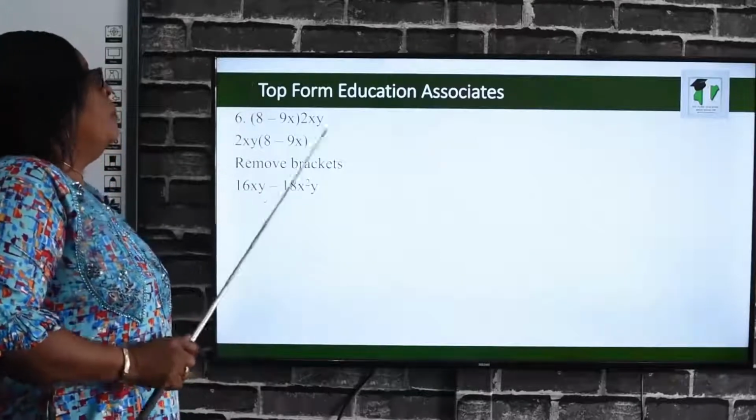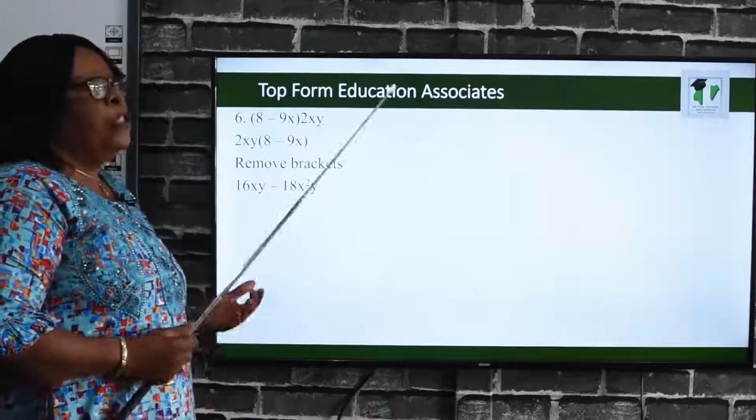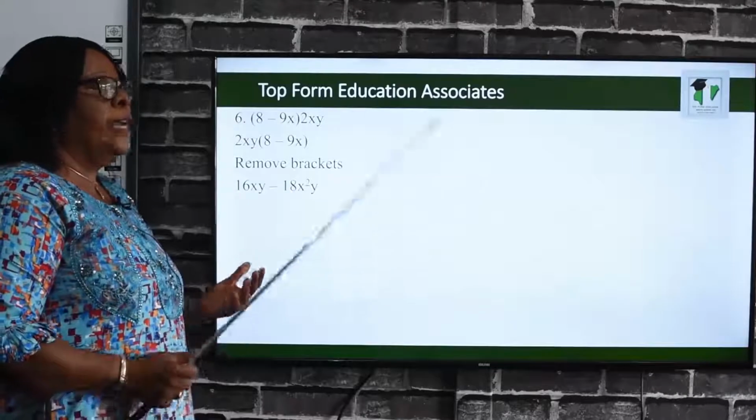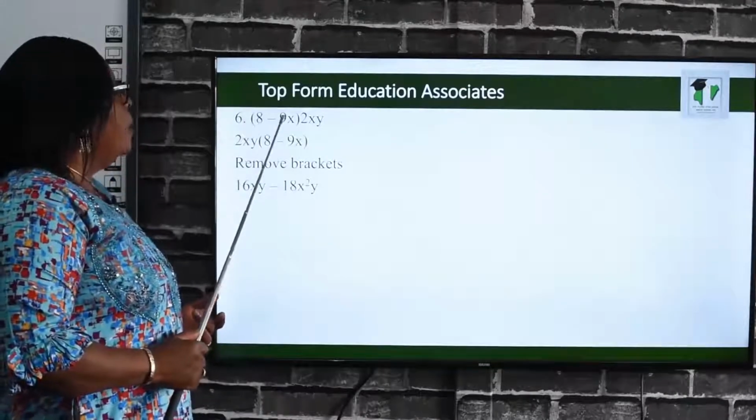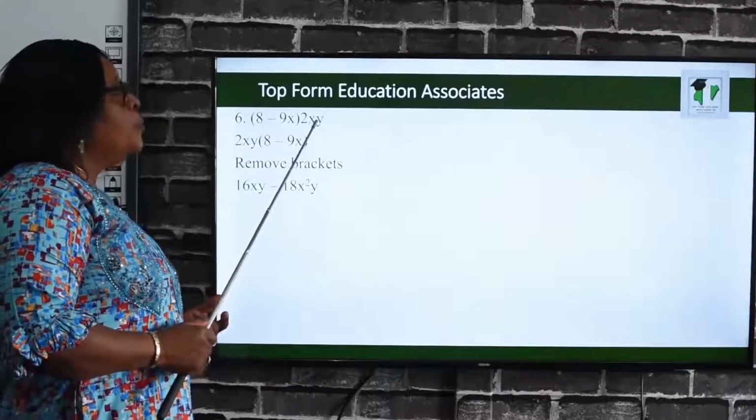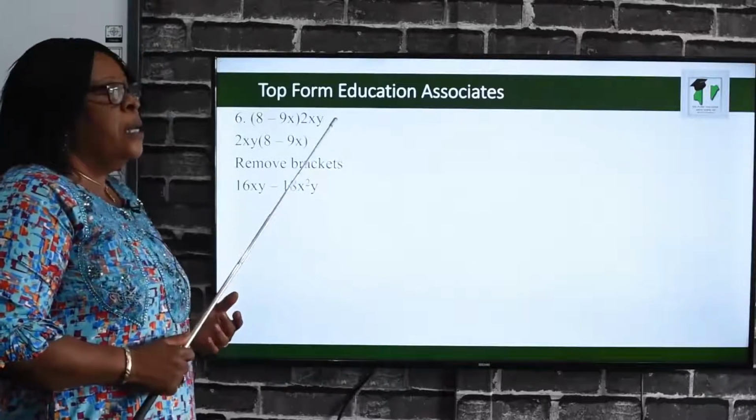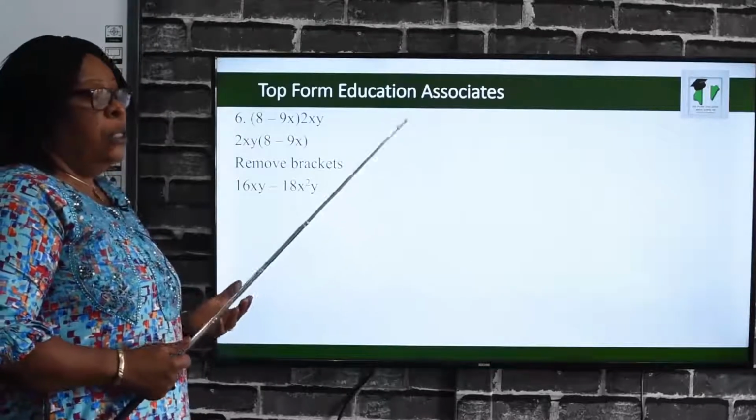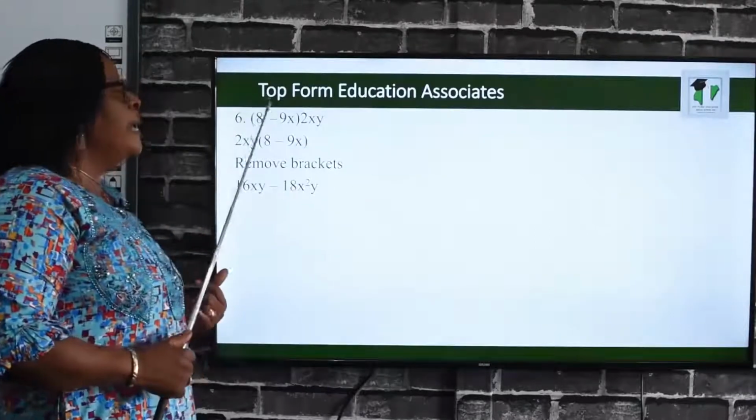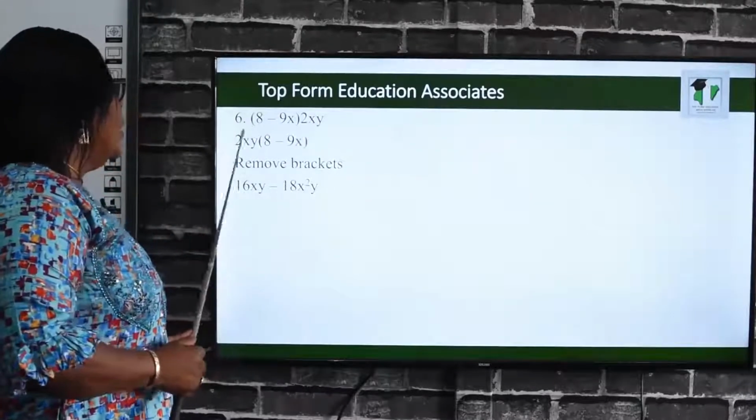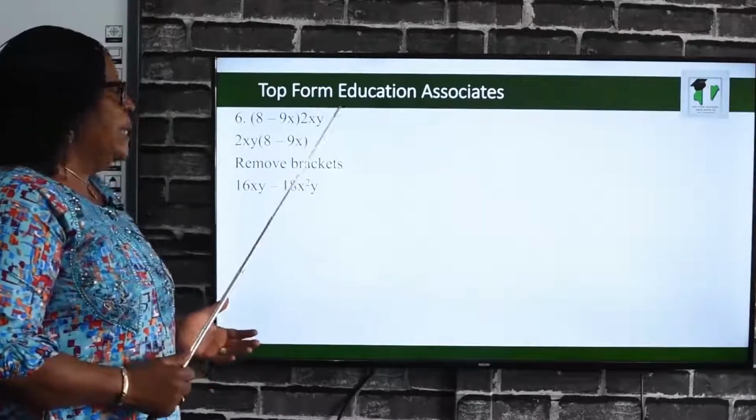Example 6. Now I want you to note in this example 6 that a multiplier can be in front of the bracket or behind the bracket. In this example, you have 8 minus 9x in brackets, then 2xy. Remember, the multiplier means a product. This times this. So a times b is the same thing as b times a. So 2xy can be in front. If you bring it in front or at the back, they mean the same thing.